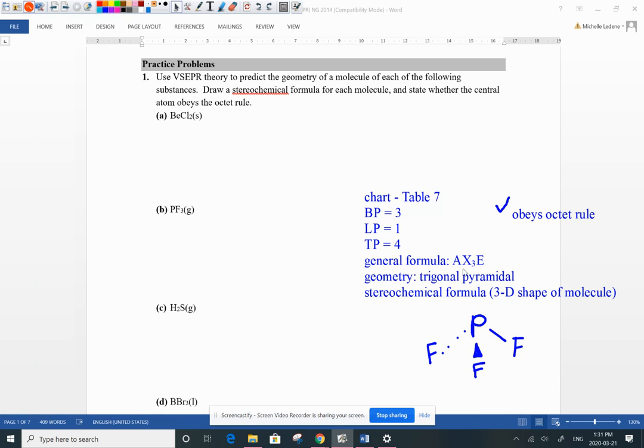What does that mean? 1 central atom, A. Well, who is that? That is this guy, the phosphorus. There's my central atom. X3, so there are 1, 2, 3 peripheral atoms, and then there's this huge lone pair of electrons. We typically don't show it, but that's E. That is the lone pair of electrons. What do we call this? We call it trigonal pyramidal, and this would be its stereochemical, its 3D shape. This guy follows the octet rule.